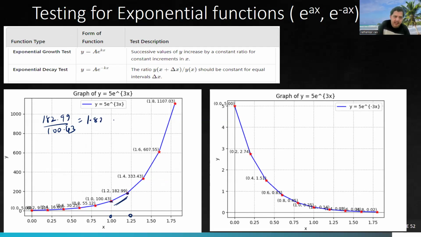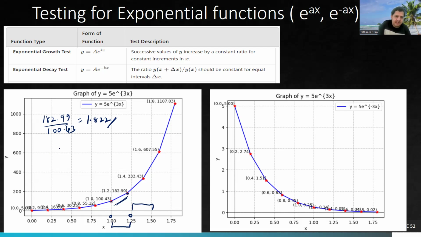1.822. One ratio is taken between these two points. Now let me take up these two points, 1.25 and 1.50, because these are also separated by the same distance. 1.25 is 182.99. 1.50 is 333.43.